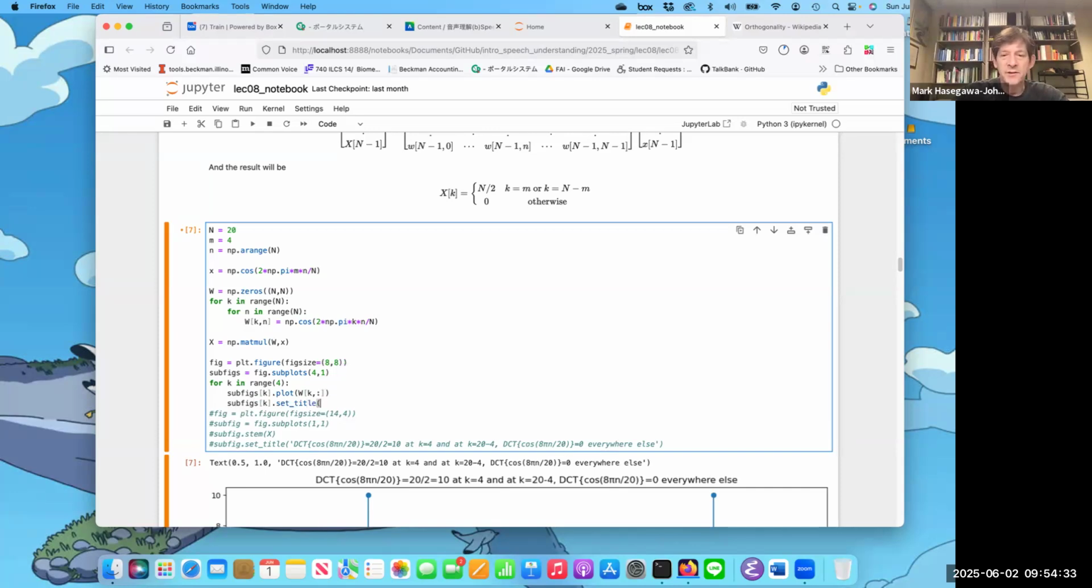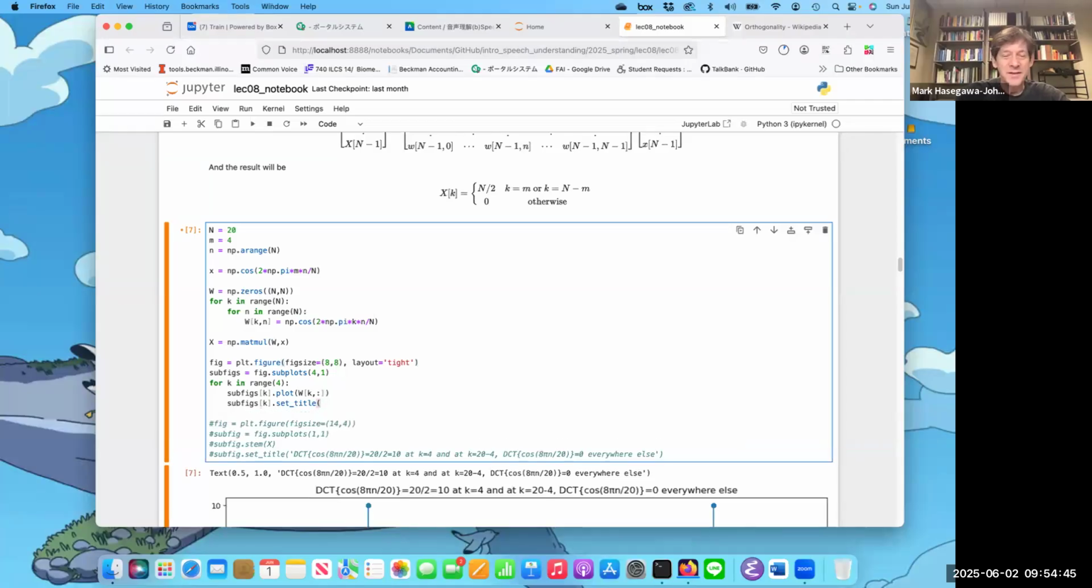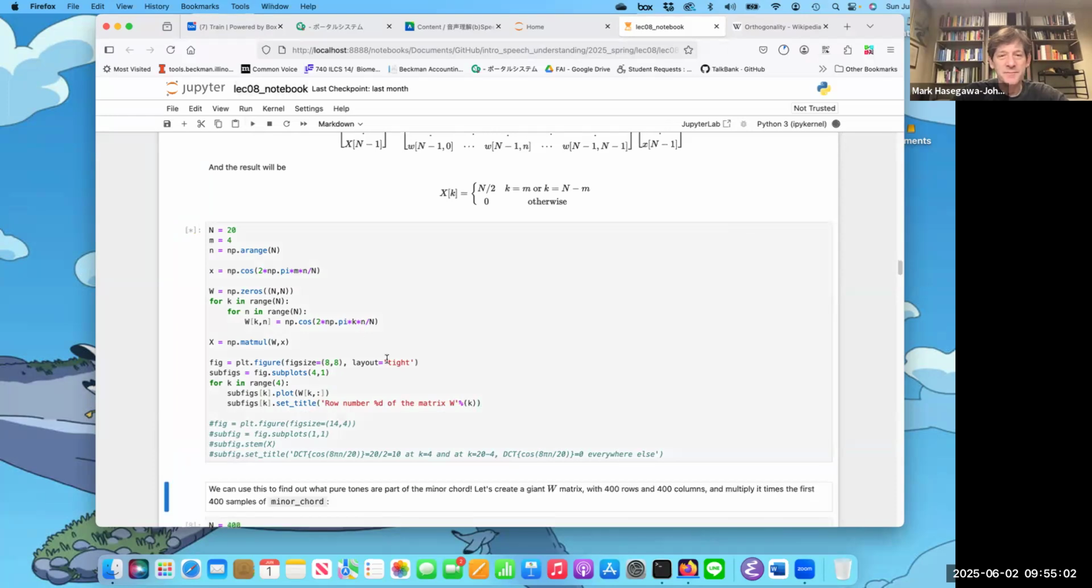And let me set the layout tight here. I don't remember if that has to be in quotes or if that's layout or fig layout, so we'll find out, I guess. Subfigs k, set title. This is row number %d of the matrix W, where %d will be k. There we go. That should allow us to see all of the rows of the matrix.